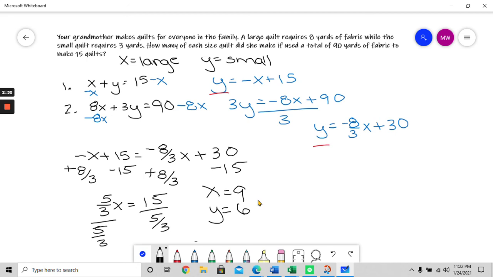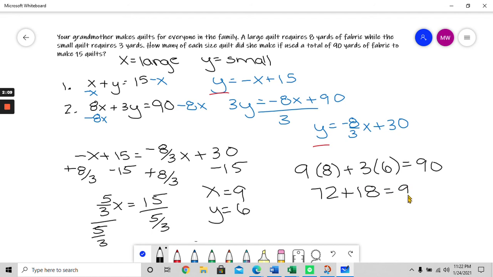And we're going to check to make sure we're correct by plugging our information back into our equation. So, is 9 times 8 plus 3 times 6 equal to 90? Or is 72 plus 18 equal to 90? That's a yes. So that means when we write this, we have 9 large quilts and 6 small quilts.